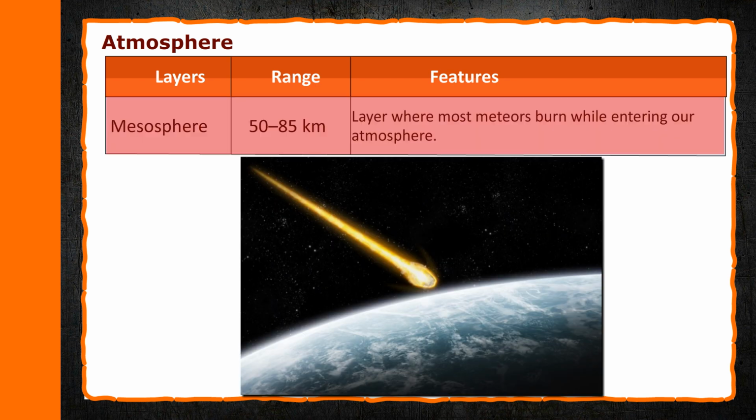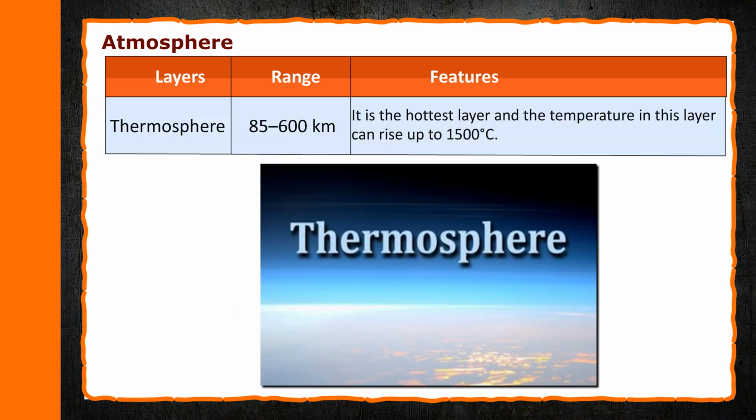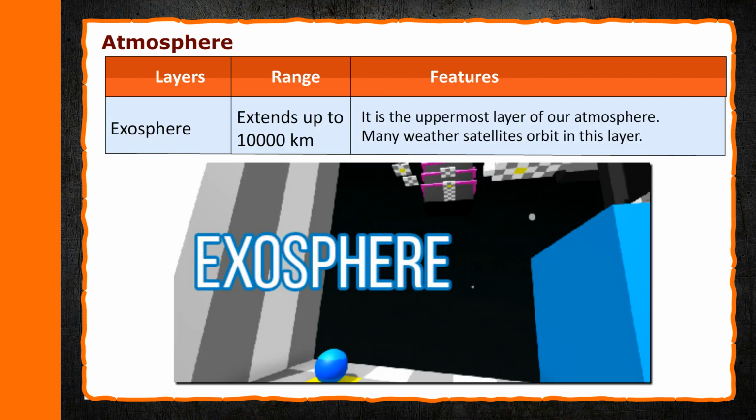Mesosphere, 50 to 85 km. Layer where most meteors burn while entering our atmosphere. Thermosphere, 85 to 600 km. It is the hottest layer and the temperature in this layer can rise up to 1500 degrees Celsius. Exosphere extends up to 10,000 km. It is the uppermost layer of our atmosphere. Many weather satellites orbit in this layer.